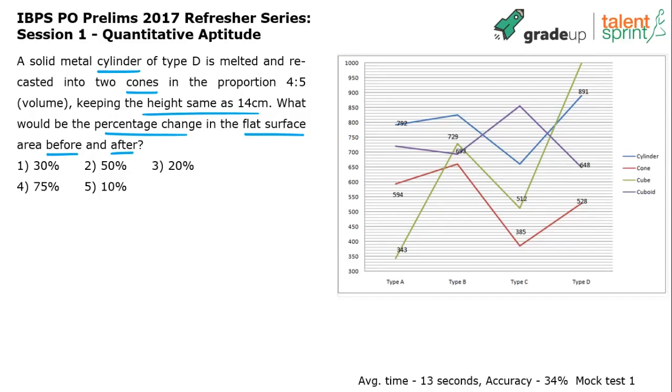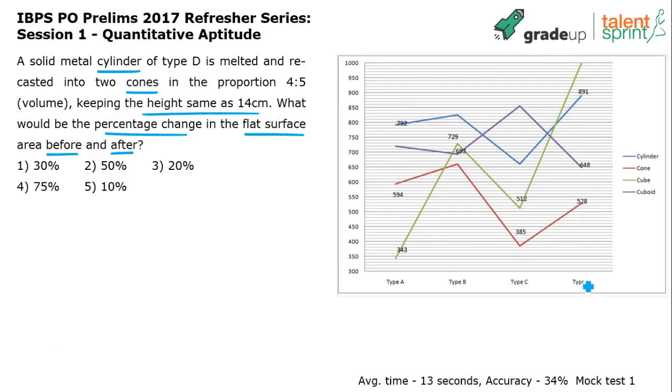Okay, I think we have spent enough time. Let us move a little faster now. I may not discuss the basics involved here. I'm sure all of you would know the basic formula and the basic concepts there. Let us discuss the smart methods to solve the questions, right? So here we go. The question says a solid metal cylinder of type D.